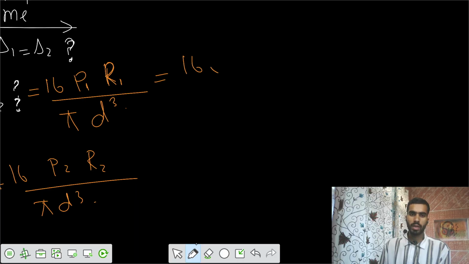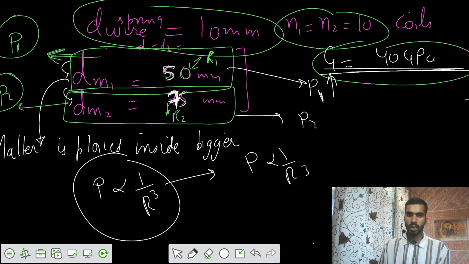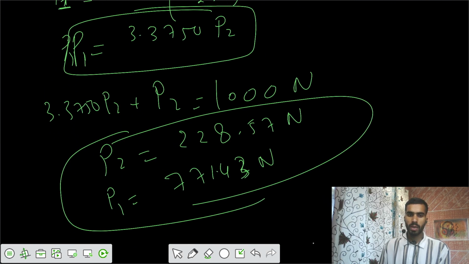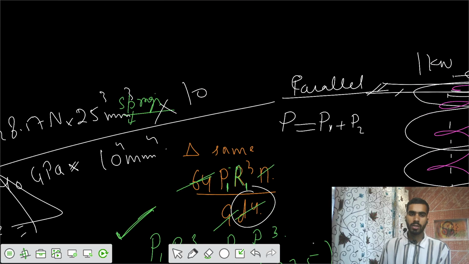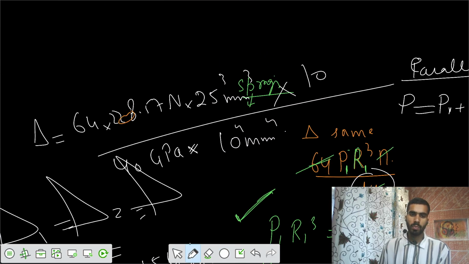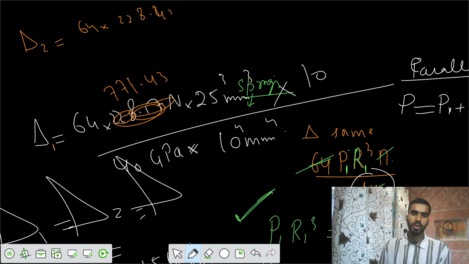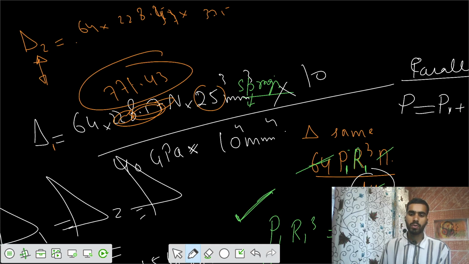You use those values that p1 was equals to 228 point... Actually, the value of p1 was not 228. The value of p1 was equals to 771.43. So we had to write here 771.43. If you want to calculate delta 2, that was 64 times 228.43, then multiply, here we had to use 37.5 accordingly. So the delta 1 would be equals to delta 2. So you have to use here P1 equals to 771.43.